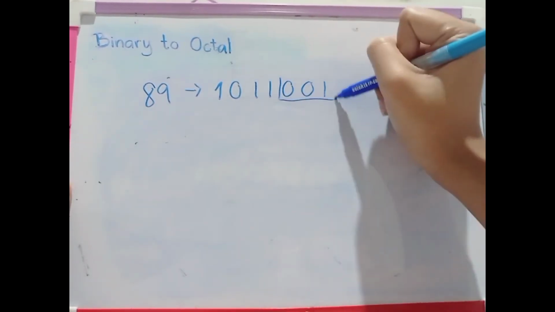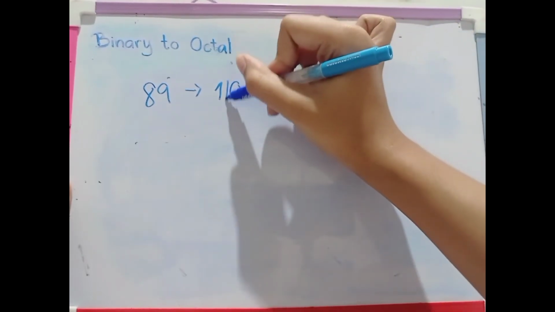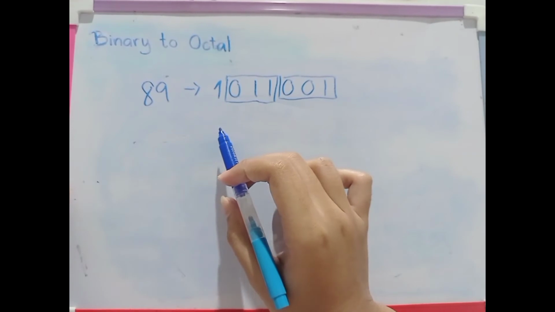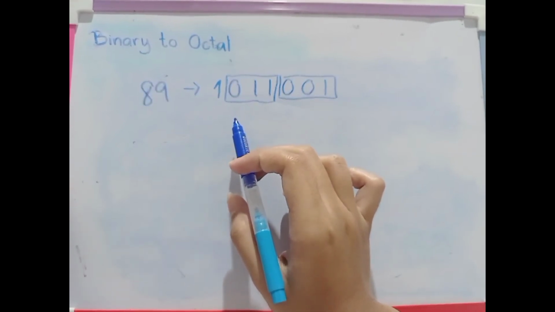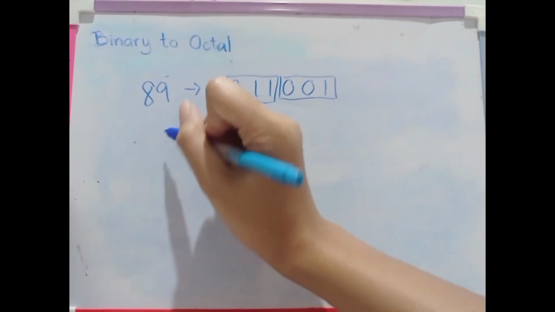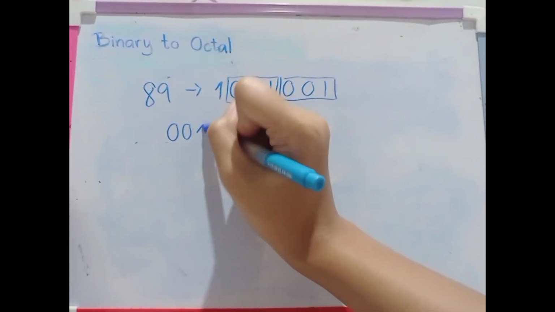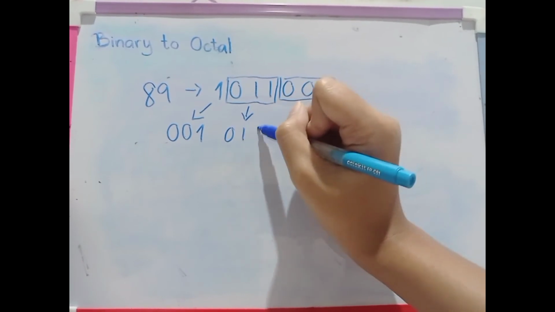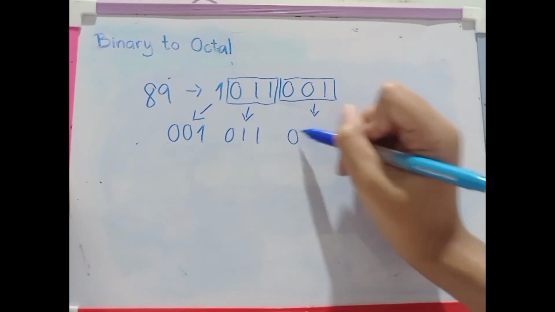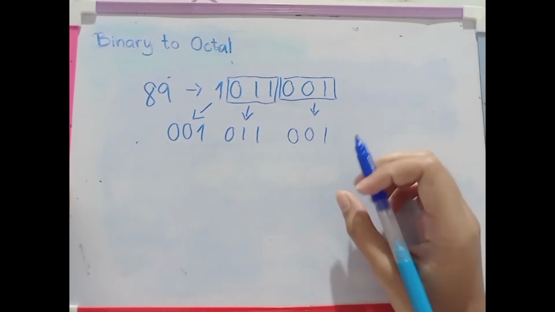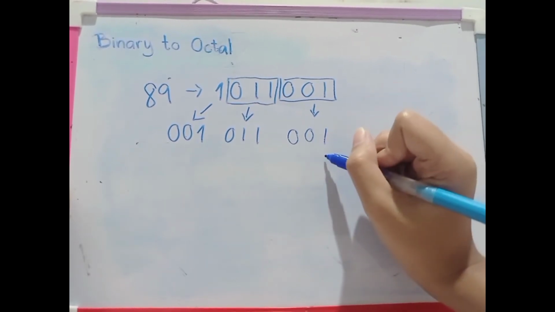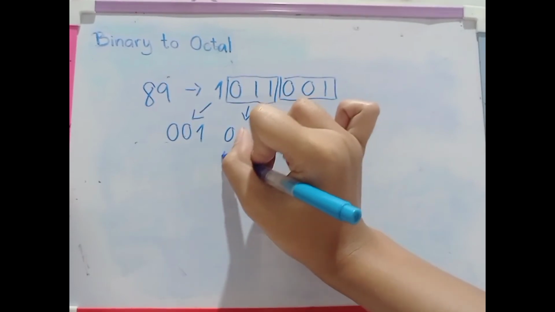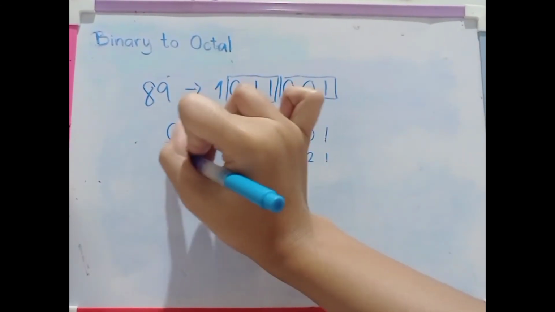So it'll be 001, 011. And because we don't have enough digits to make another group of 3, we're going to add 2 zeros, so it'll be 001, 011, and 001. Then we will use the powers of 2. So it'll be 1, 2, 4, 1, 2, 4, 1, 2, 4.